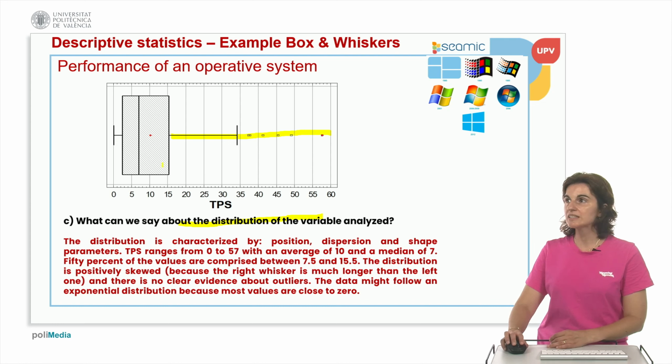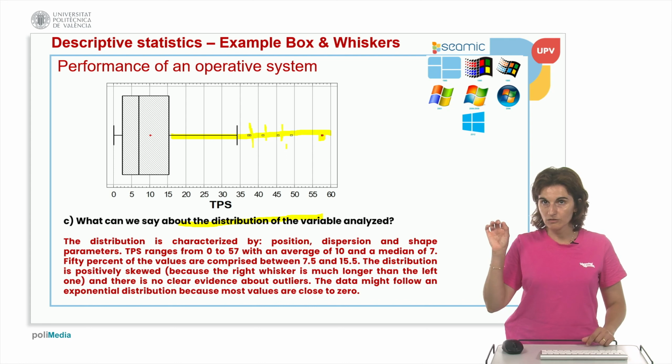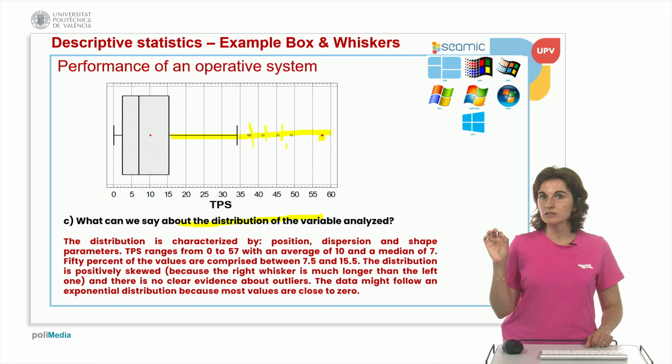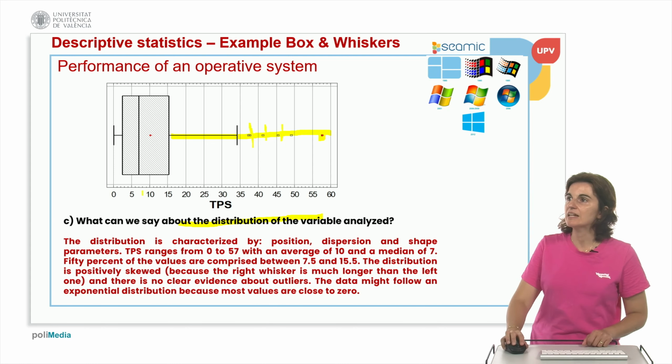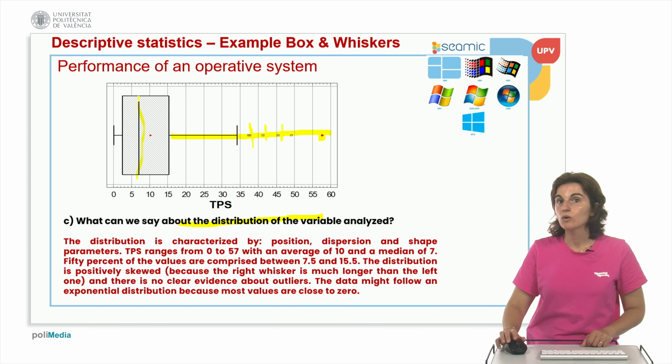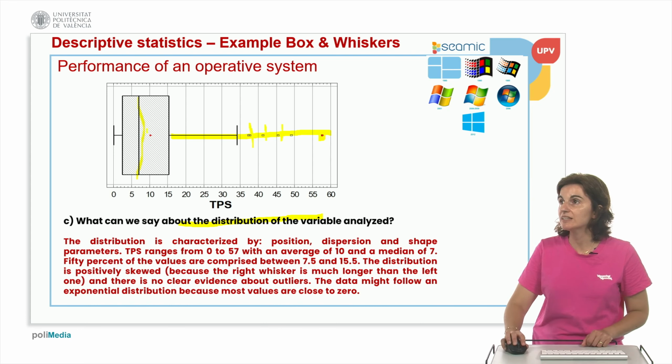And also we can see the presence of outliers. There are outliers here, here, and here. And of course, we have an outlier here, which is going to be the maximum. And if we pay attention to the shape of the box, we can see that the line of the median is not exactly in the same place as the cross where the mean was located.